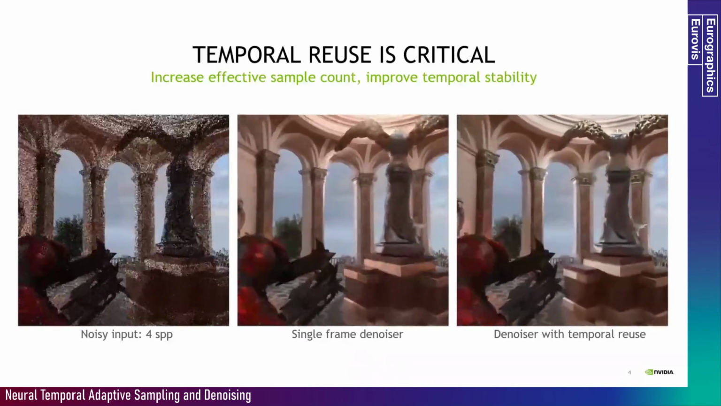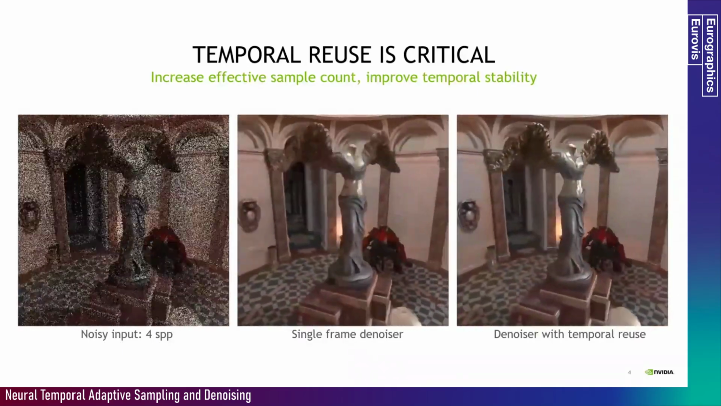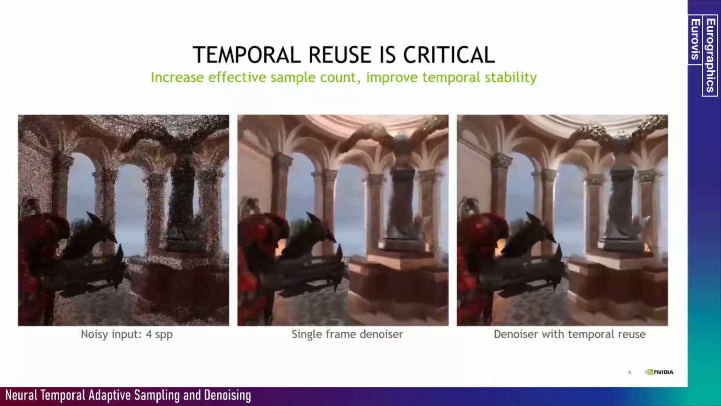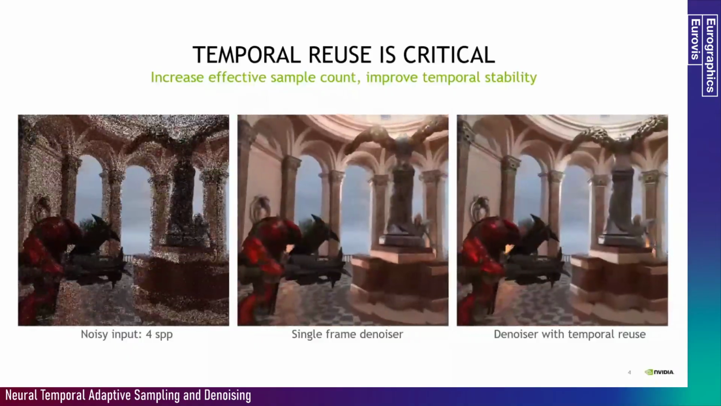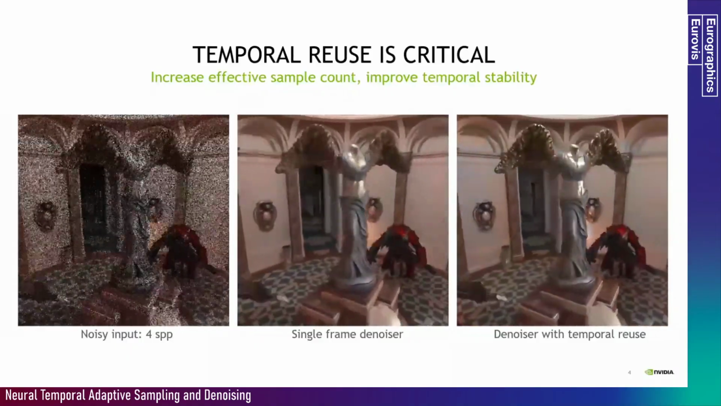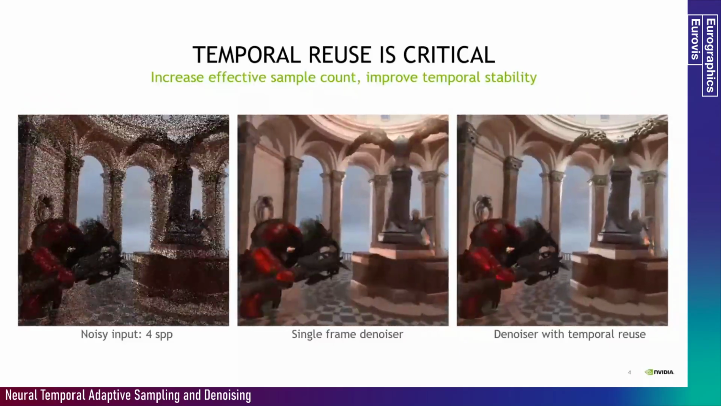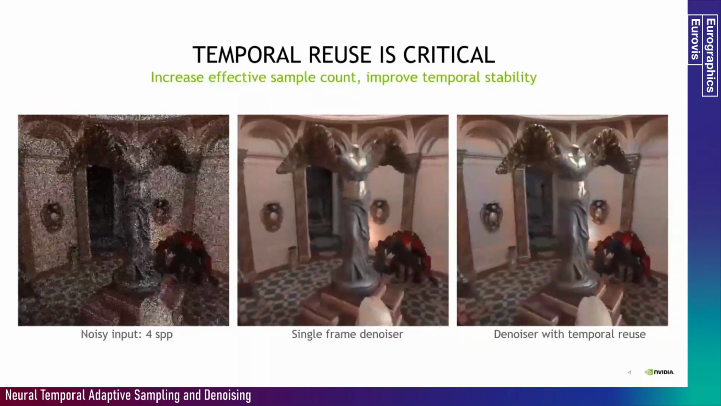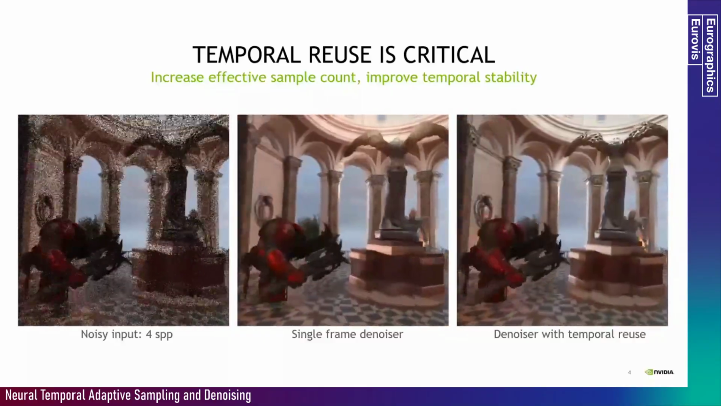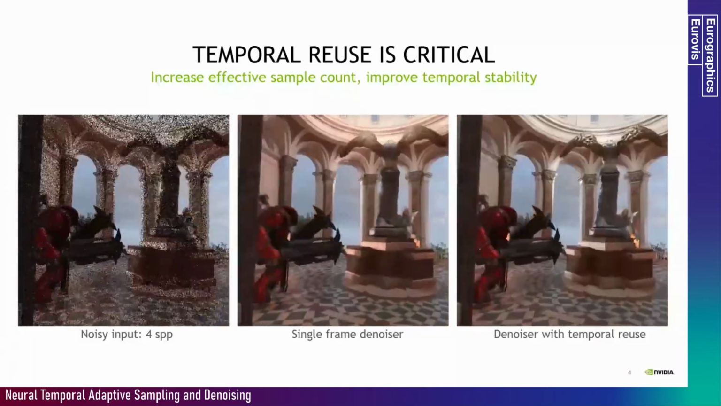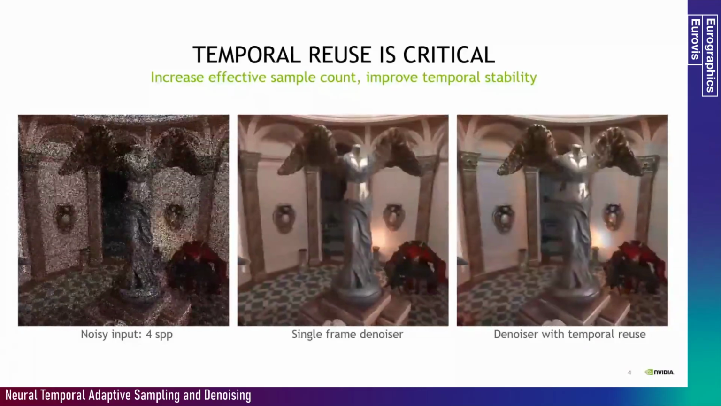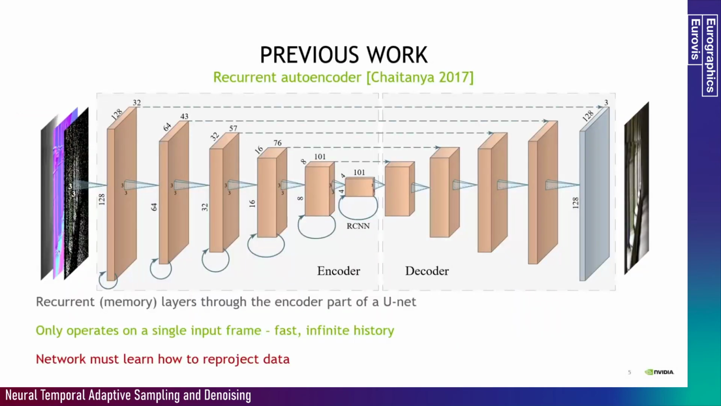When working with low sample counts or real-time, temporal data reuse is critical, as can be seen in the video here, with a single-frame denoiser in the middle flickering a lot. Temporal reuse increases effective sample counts, as the samples can be reprojected between adjacent frames. But interestingly, it also automatically helps stabilize the output images, even if we just train the network based on the error of a single image. Before looking at our algorithm, we'll see how some previous work handles temporal reuse in deep learning.